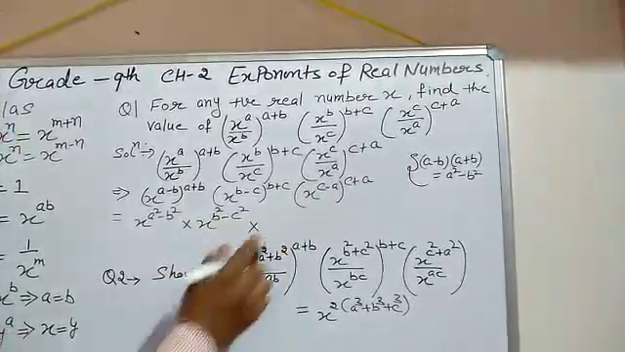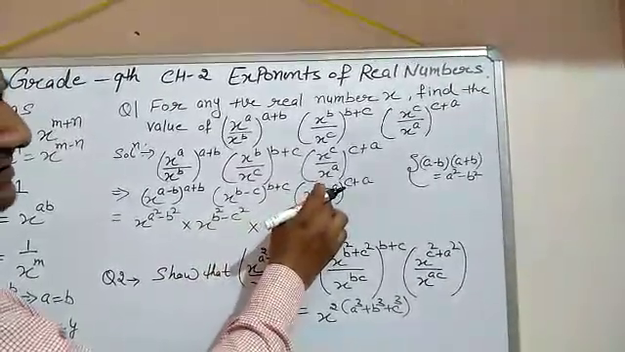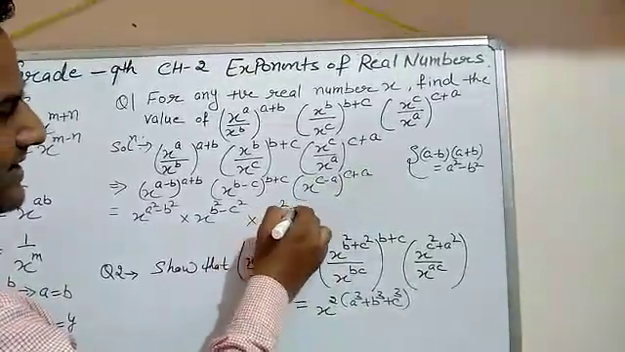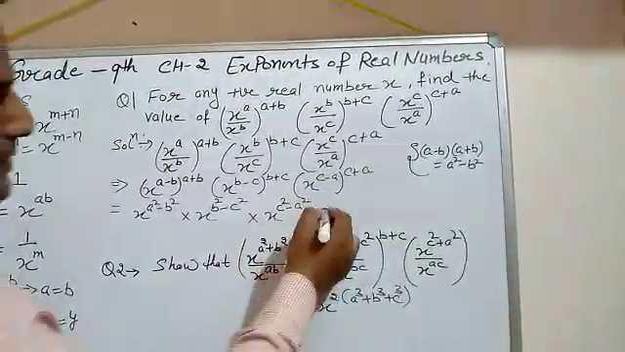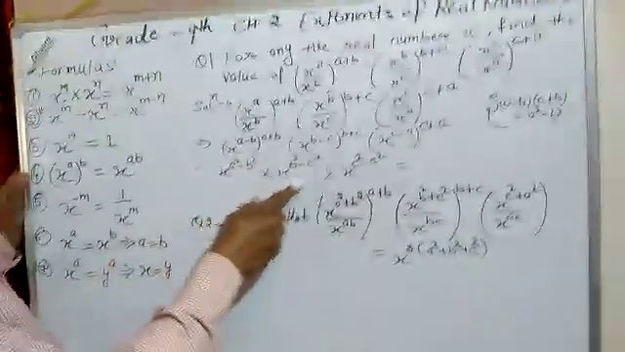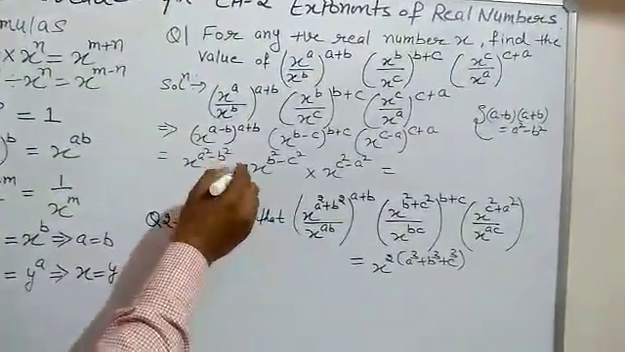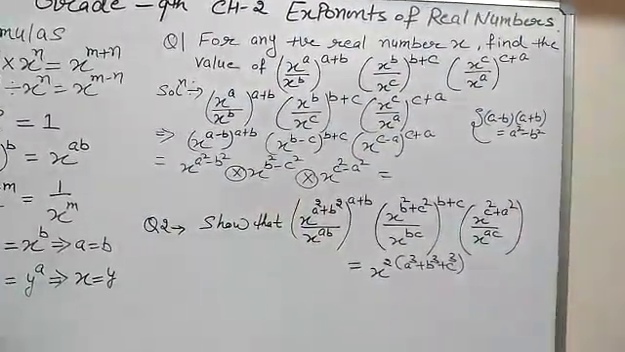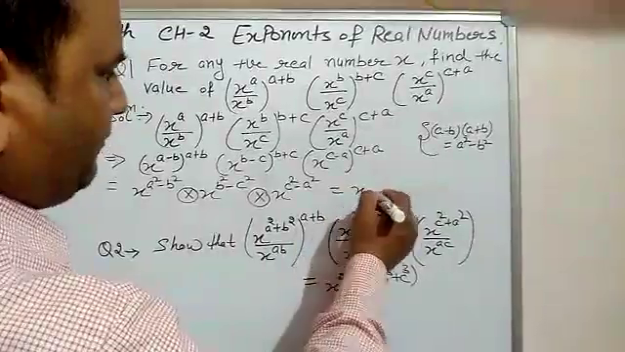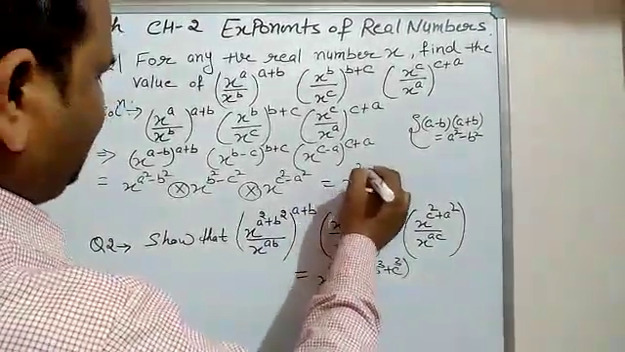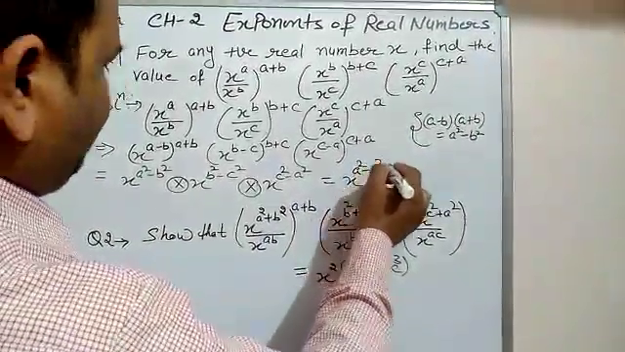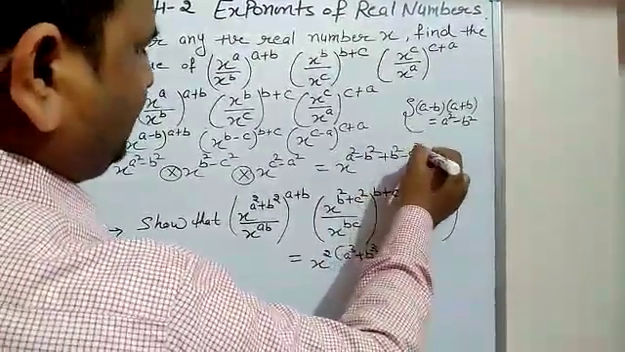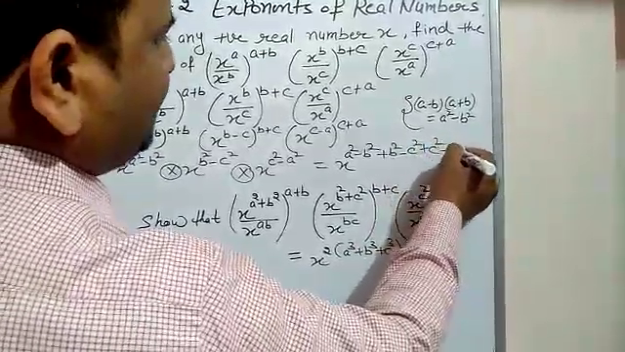Then again multiply, x to the power (c minus a) into (c plus a), which is equal to c square minus a square. So you can see that again all the bases are the same with the sign of multiplication. When the bases are the same with the sign of multiplication, the powers should be added. So we get x to the power a square minus b square plus b square minus c square plus c square minus a square.